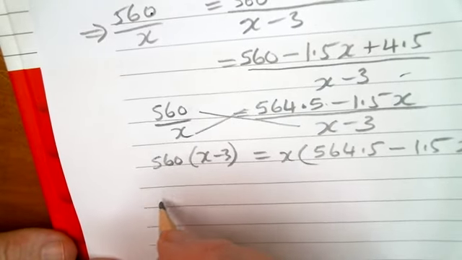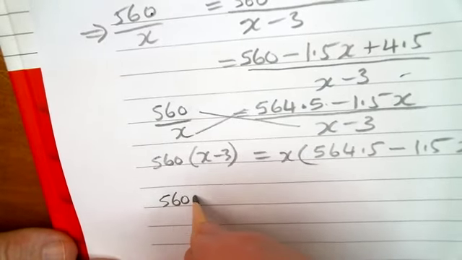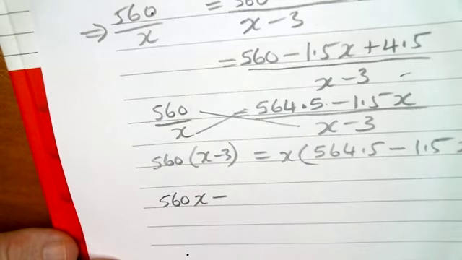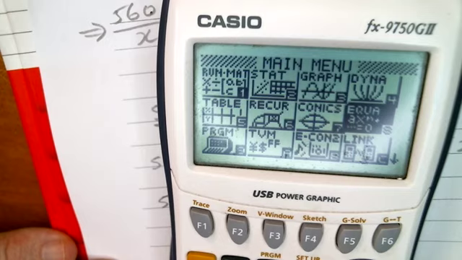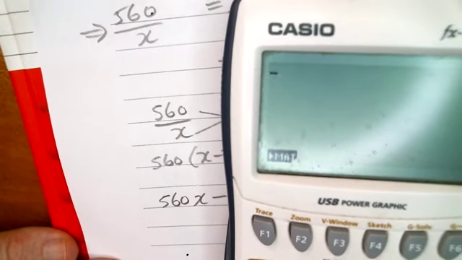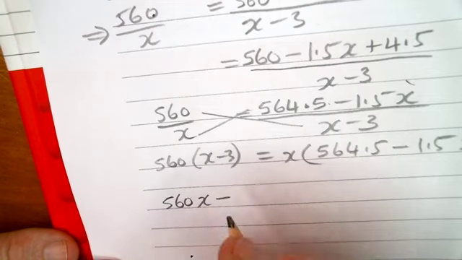Well, this therefore will be 560x minus 560 times minus 3. Let's see, 560 times 3 is 1680.